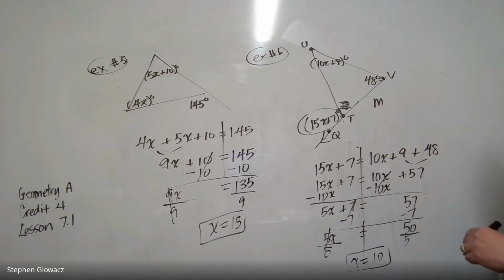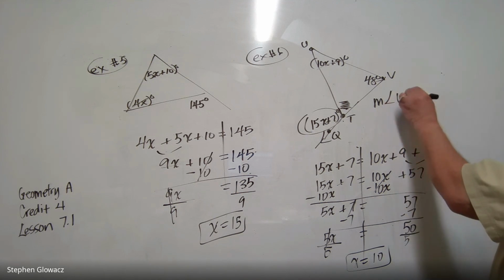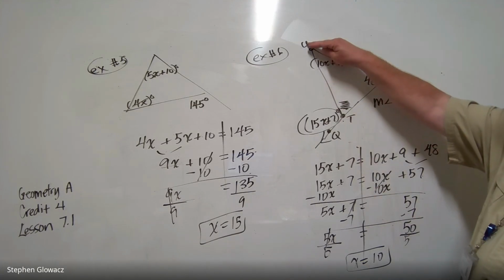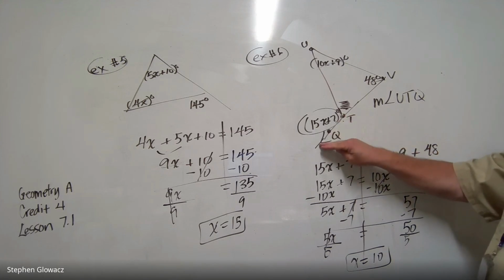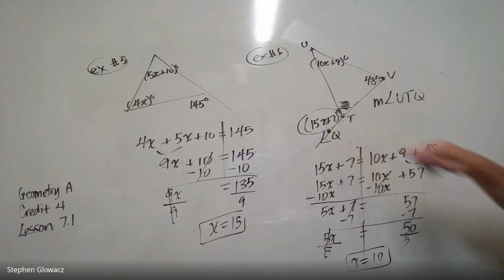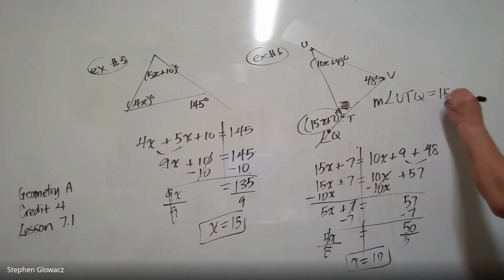Now in this one, they're also asking us to find the measure of angle UTQ. Make sure we get that right. So where is angle UTQ? Well, we can just trace that to find out. One more time, UTQ would be our exterior angle here, which is the 15x plus 7.